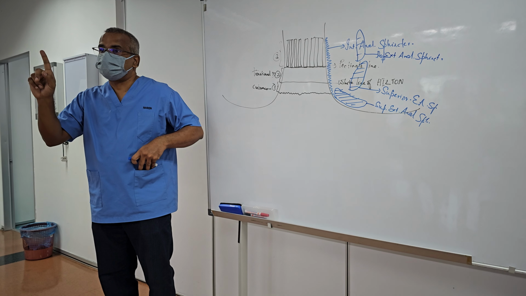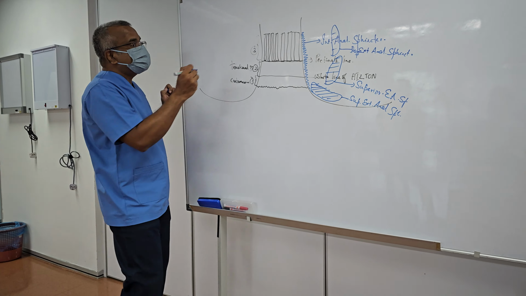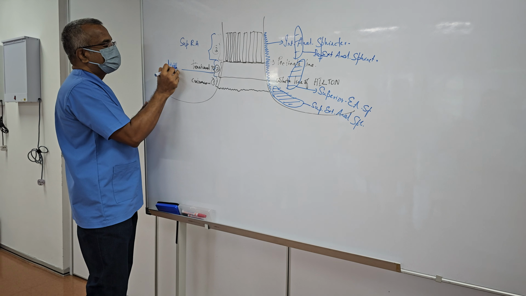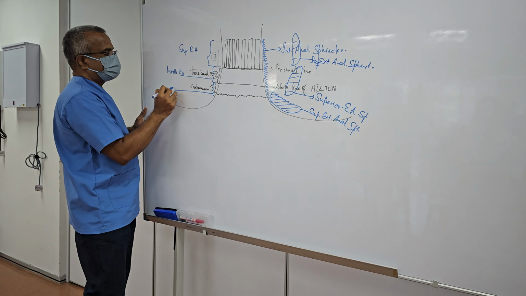Last point, blood vessels. There are arteries and veins that follow this. Arteries that supply: each segment has its own artery. The one that takes care of this segment is basically the superior rectal artery. This segment, middle rectal artery. This segment, any idea? Inferior rectal artery. That's all. Is that okay?